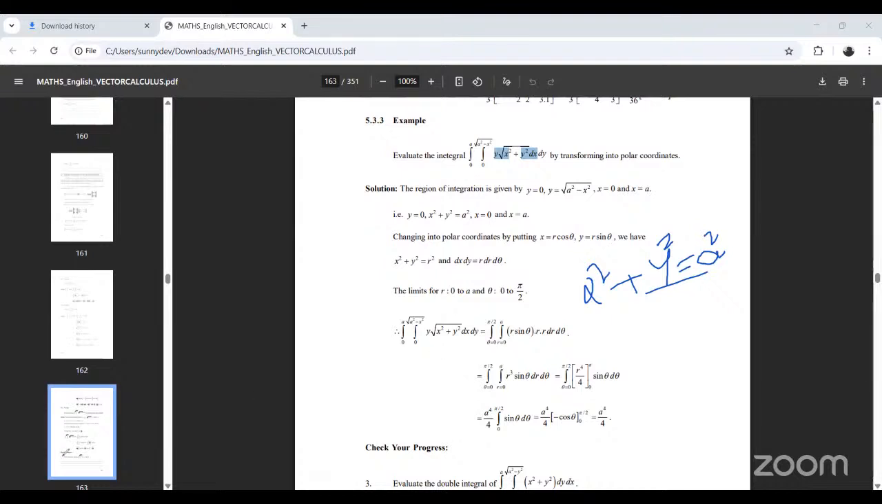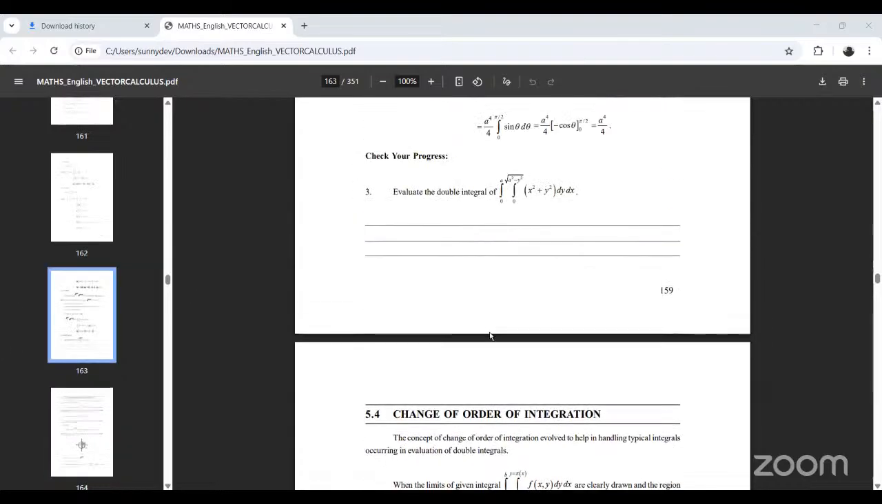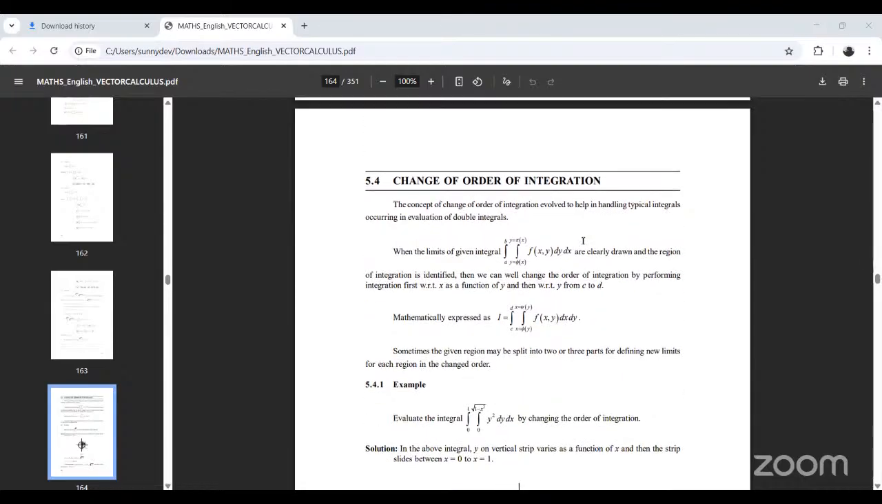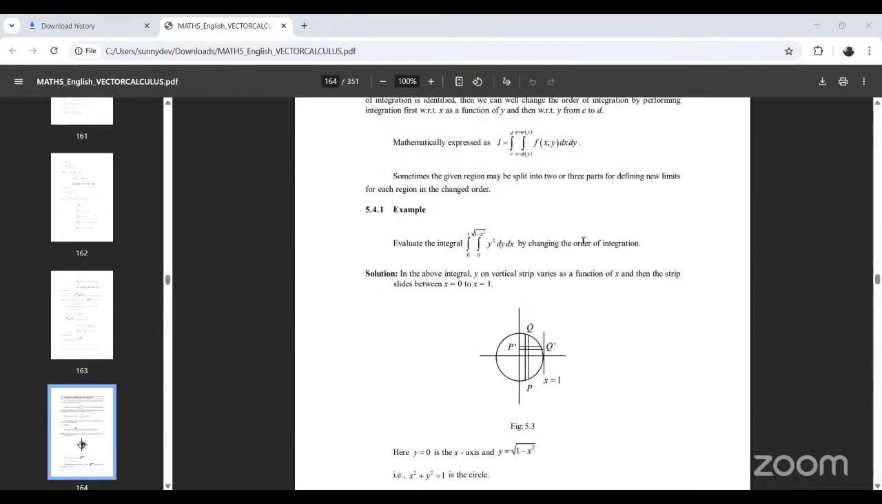So verify your answer by the general method. This is also the same. Okay. Next, change of order of integration. Previously, it was change of the variables. Now here it is change of order of the integrations. So we have to change the orders. Okay. So this is the task.